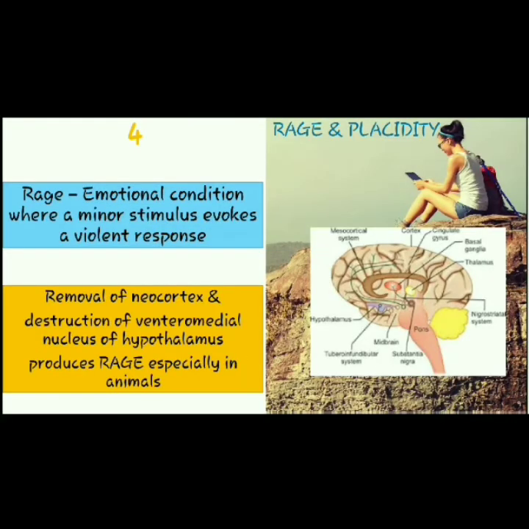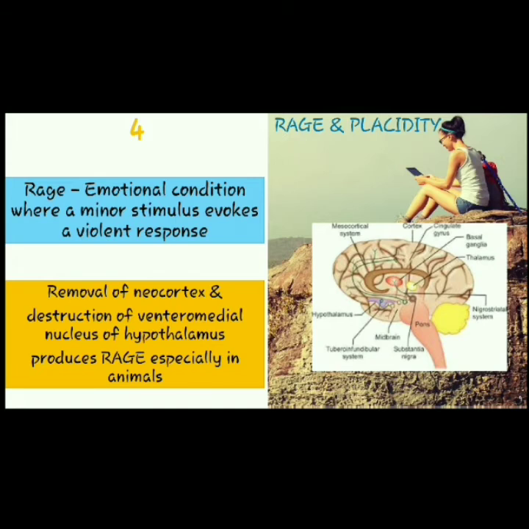So coming to our fourth type, rage and placidity, which mostly happens in animals. What is rage? Rage is an emotional condition where a minor stimulus evokes a violent response. What happens in our brain? There is removal of the neocortex and destruction of the ventromedial nucleus of the hypothalamus. This in turn produces rage, especially in animals.